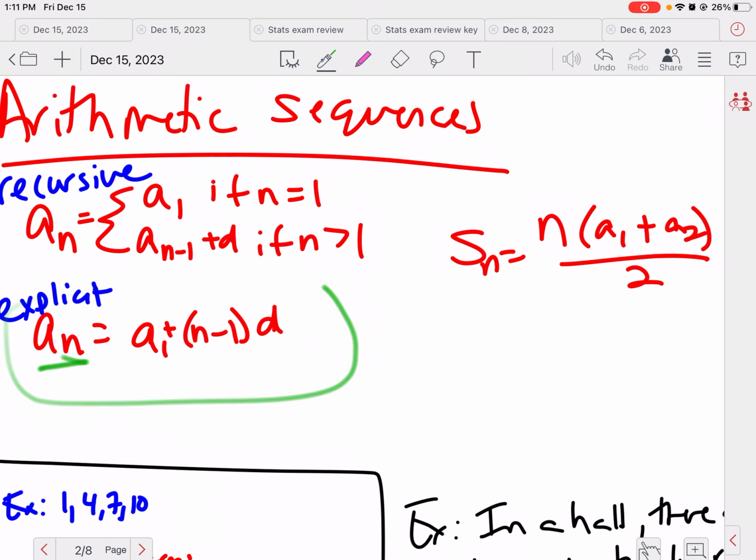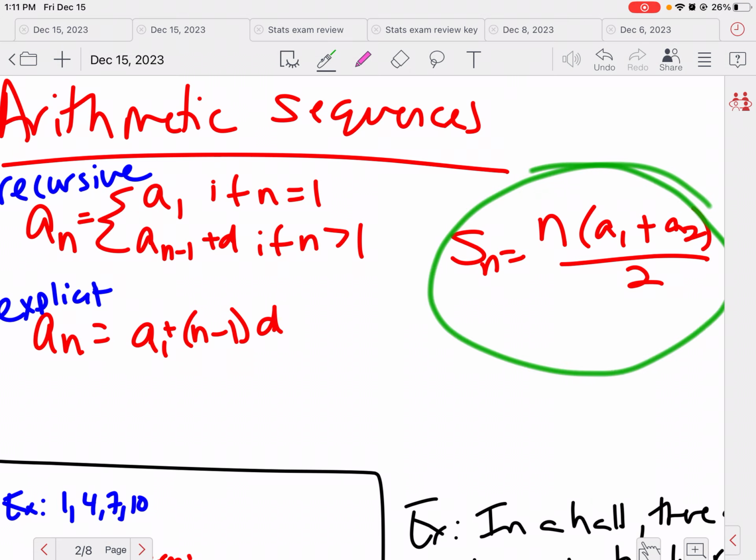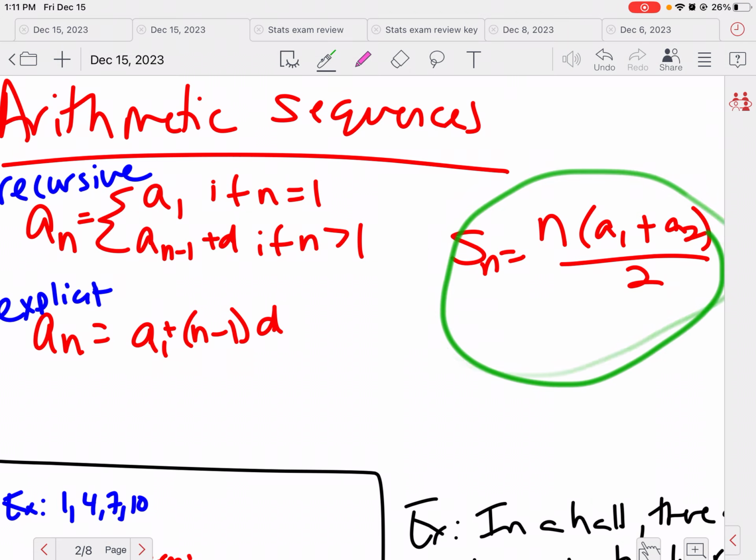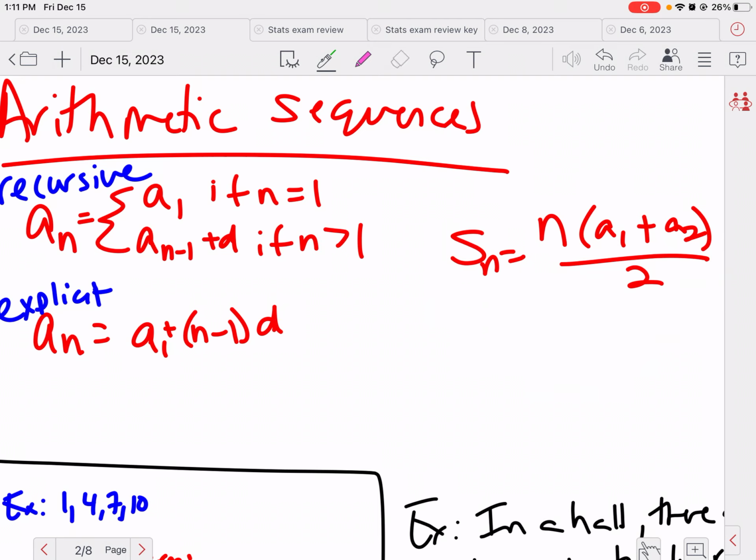This is the explicit formula. For any term, all we have to do is take the first term plus the number of terms minus 1 times the difference, how much we're going up or down. Okay, and that will give us the a sub n term. If we need to add up all the terms together, we would use this formula: the first term plus whatever that last term is that we're looking at, so the 10th term or the 12th term or whatever term they tell us, times the number of terms divided by 2.